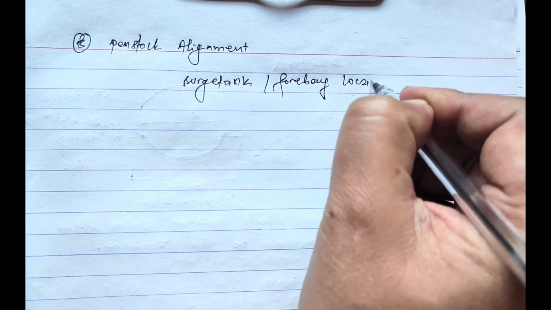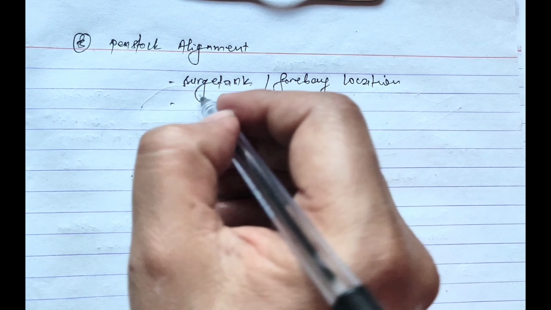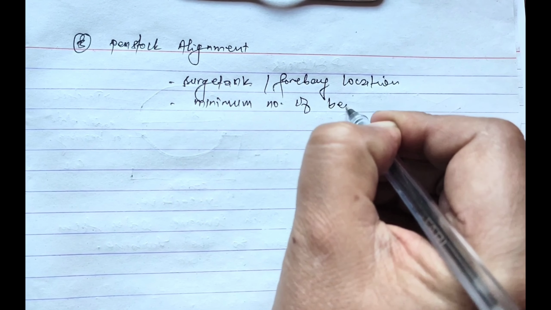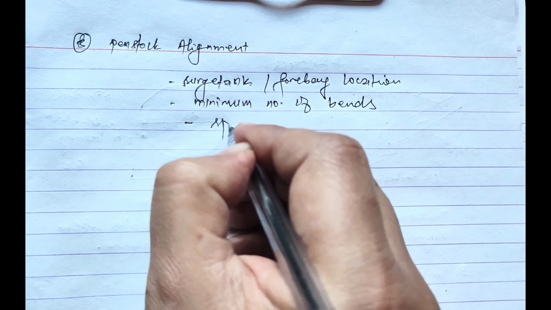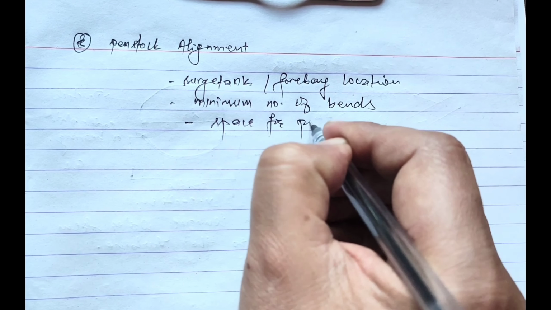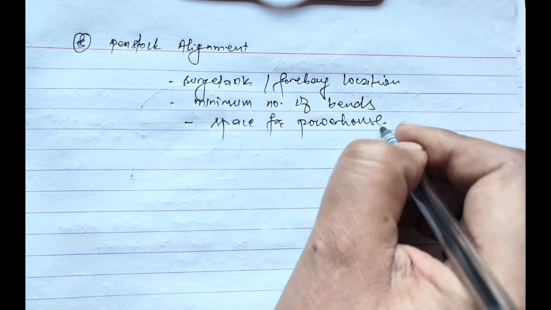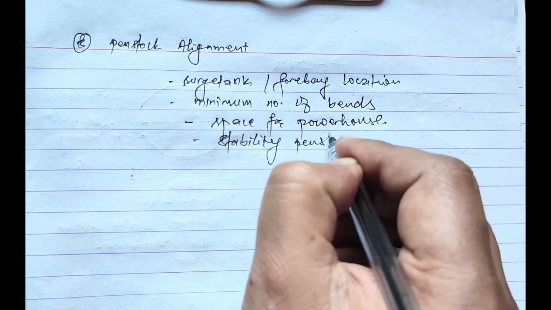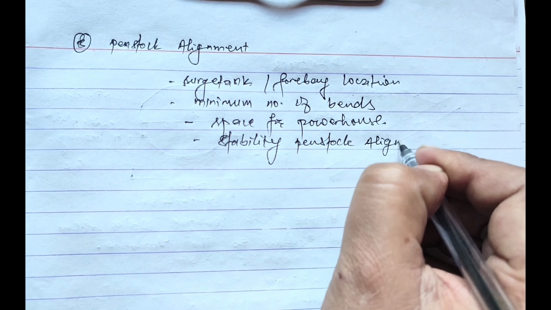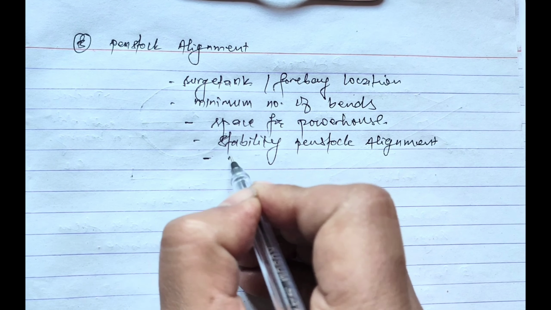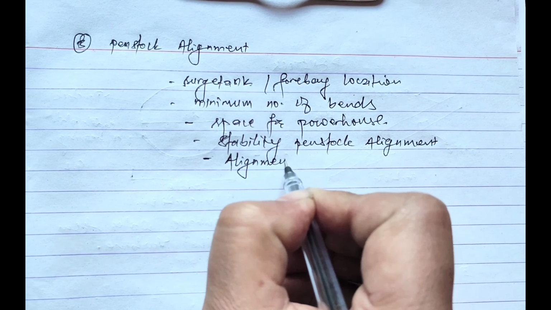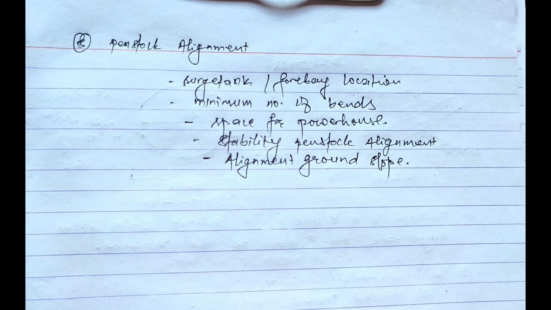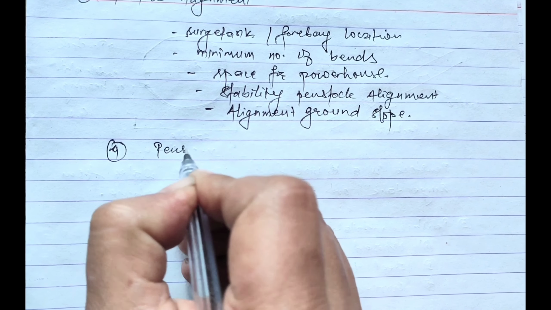survey location, minimum number of bends, space for powerhouse, stability of penstock alignment, ground slope, etc.